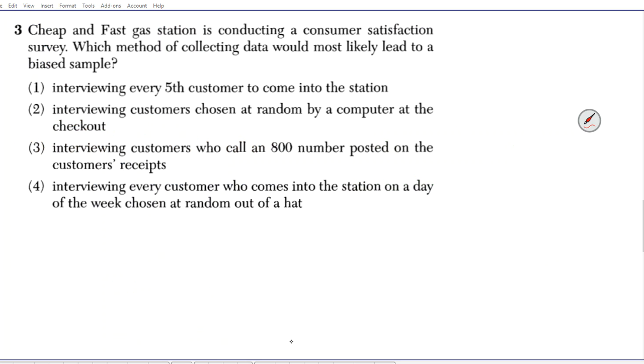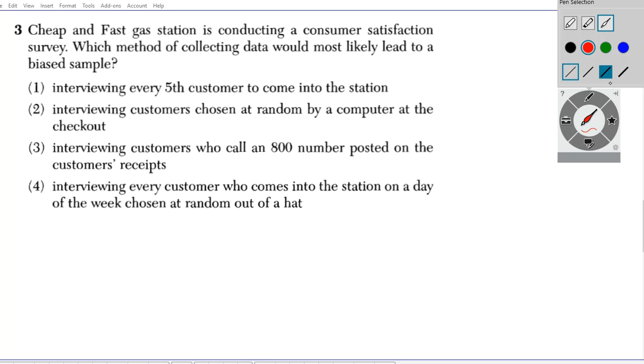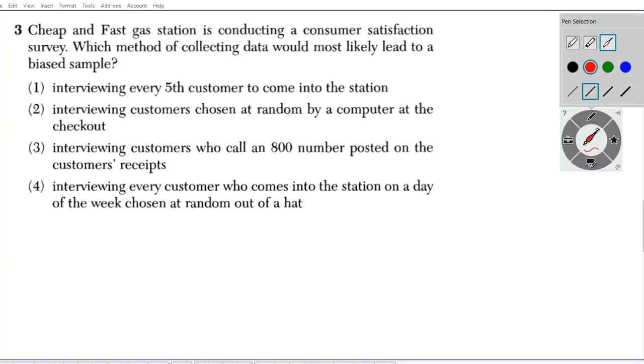Alright, let's take a look at question 3. It reads, a cheap and fast gas station is conducting a consumer satisfaction survey. Which method of collecting data would most likely lead to a biased sample? One thing I want to note concerning bias is that the more random a selection process is, the less biased the sample is going to be. Let's write that down real quick.